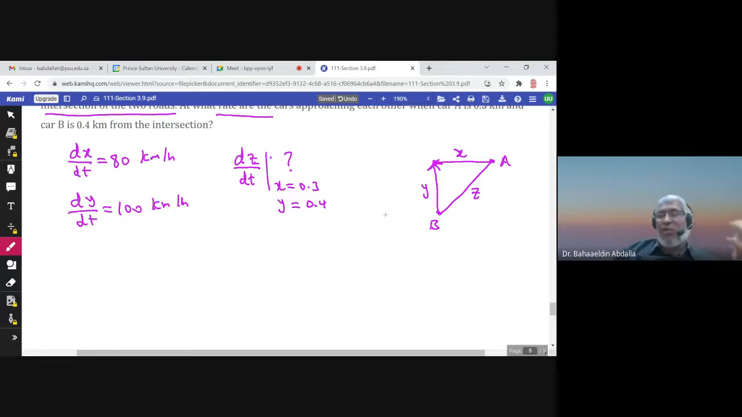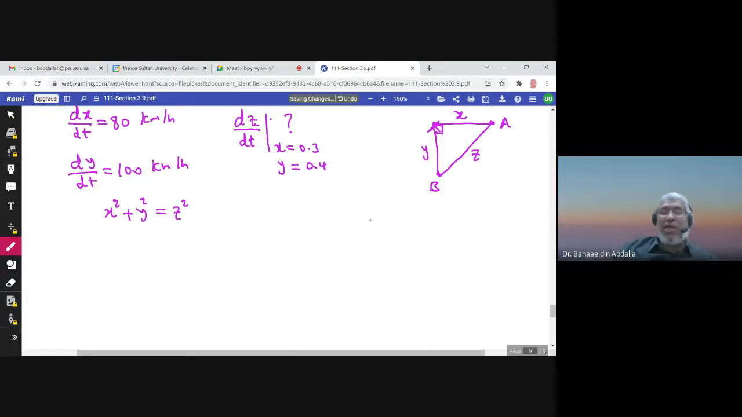Well, I need a relation between these three variables. Using the Pythagorean theorem, x squared plus y squared equals z squared. Notice here that Z is changing. It is not like the ladder question. The ladder wasn't changing. Okay, good. Find the derivative: 2x dx by dt plus 2y dy by dt equals 2z dz by dt. I can divide by 2, so I can get rid of all the 2's.